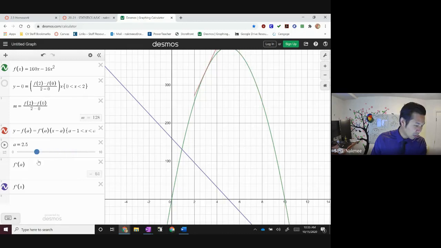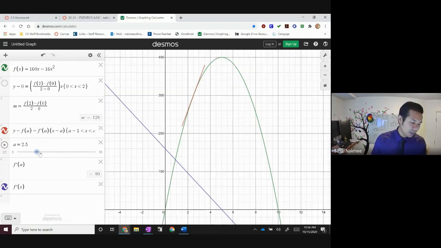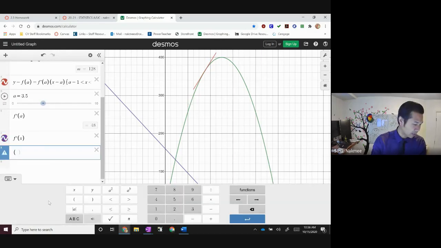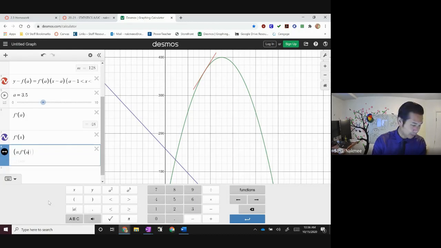Because check this out. When I'm over here at x equals 0, the tangent line is this red line right here. It has a very positive slope. But as I move along there, the positive slope gets less and less steep. So this purple line gets decreasing right here. The value of that velocity is decreasing because the slope of that tangent line is decreasing. Let me go ahead and graph this dot here. Let's go with a comma f prime of a.